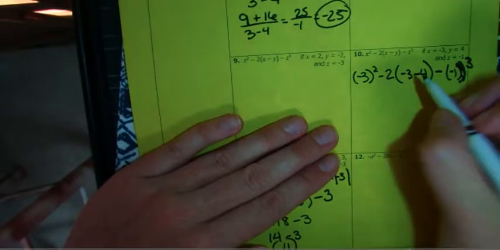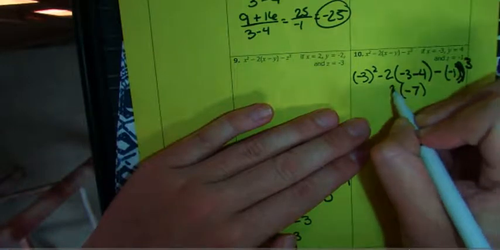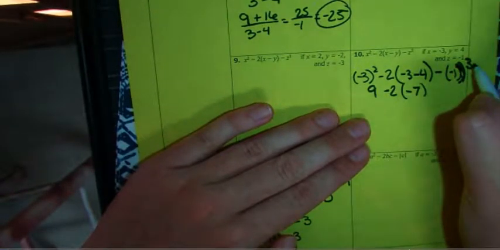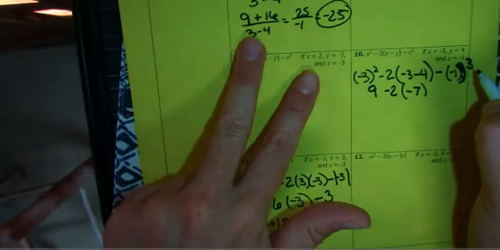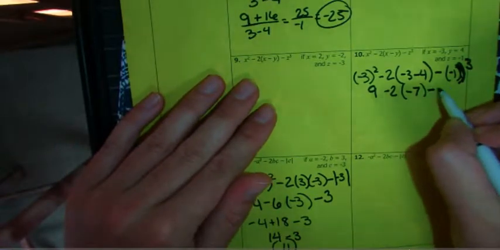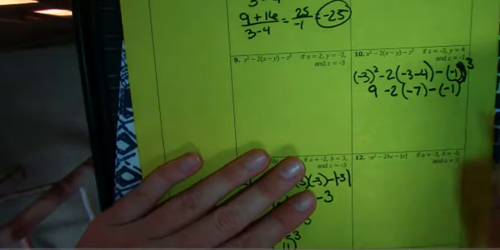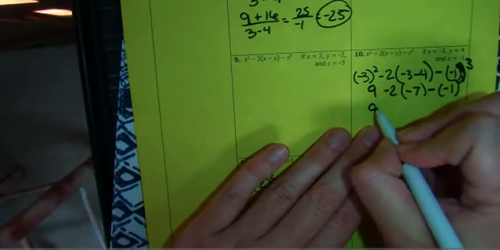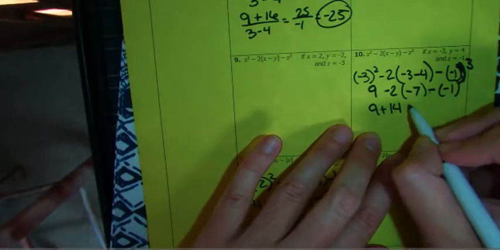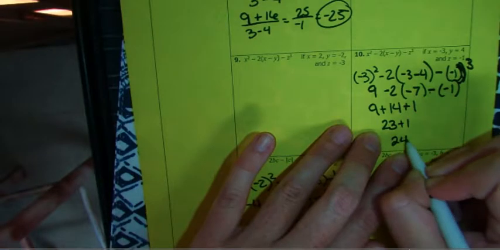So let's evaluate. Negative 3 minus 4, that's going to be negative 7. Negative 3 squared, that's going to be 9. Negative 1 to the third power, so negative 1 times negative 1 would be positive 1 times negative 1, that's going to be negative 1, sorry, not negative 3, that doesn't make sense. And then let's multiply. That would be 14. And subtracting a negative, really adding. So we have 23 plus 1 is 24.